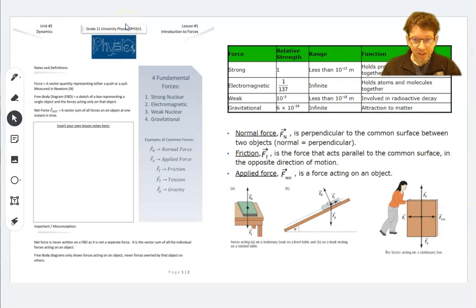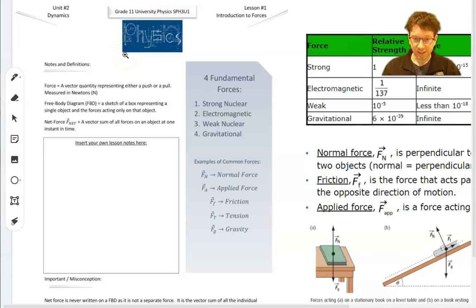So we're starting with Unit 2 then. Our first lesson is an introduction to forces. So this whole unit is actually on forces. We call it dynamics, which is the cause of motion. So a force is also a vector quantity. It has a direction associated to it. And it's basically either a push or a pull.